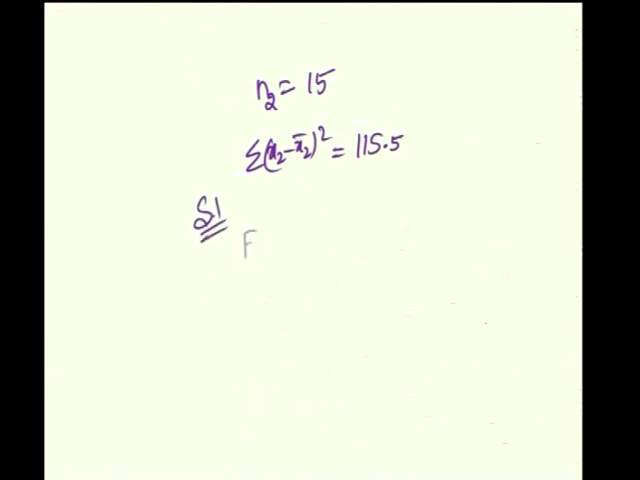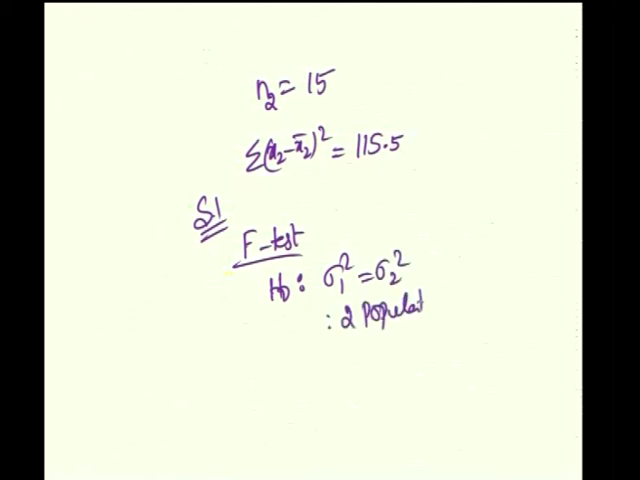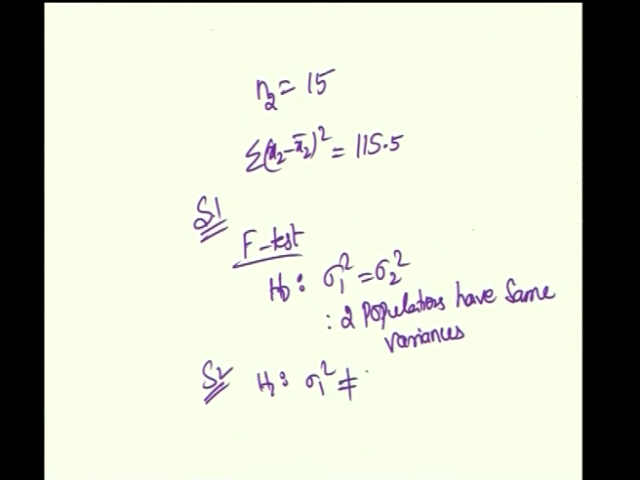Now, we go ahead with the F test procedure. First of all, H0 is sigma 1 square is equal to sigma 2 square: the two populations have the same variance. Whereas H1 says sigma 1 square is not equal to sigma 2 square: the two populations do not have the same variances. Step 3, level of significance is 5%.